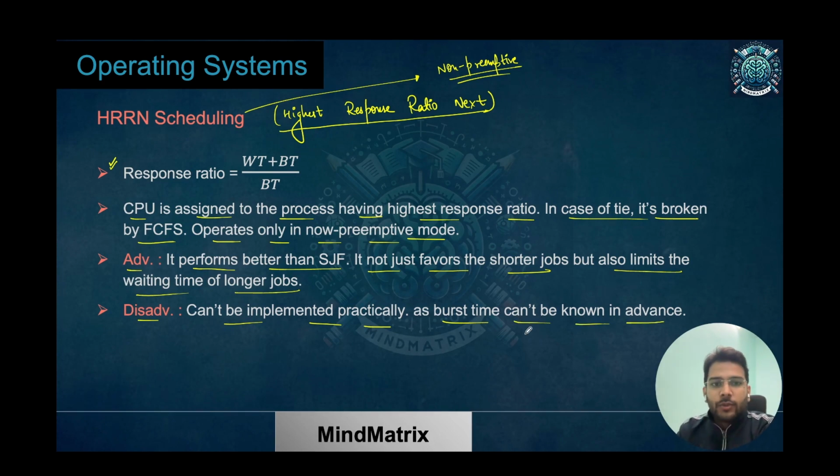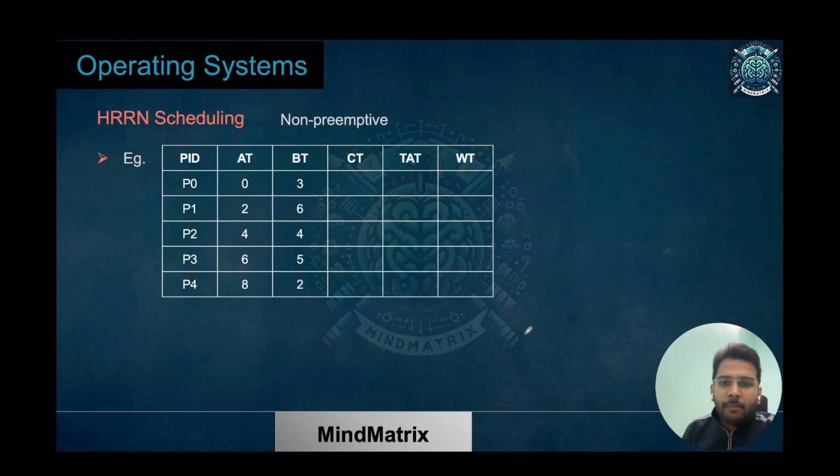Okay, so now let's solve one question based on it, and we will get more clarity on how it schedules the processes. So we have five processes here: P0, P1, P2, P3, and P4. Arrival time and burst time is given to us for all these processes. So let's schedule it.